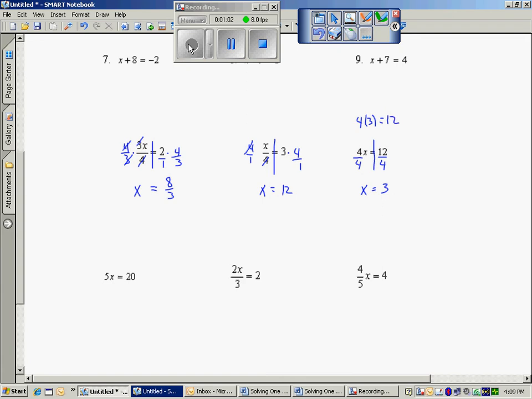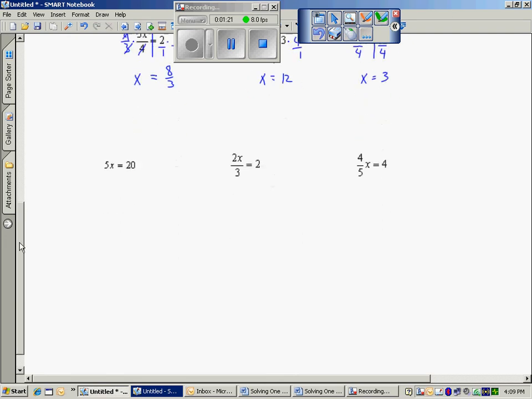Checking my answer to the second problem that we did, 12 divided by 4 is equal to 3. And for the first problem, 3 times 8/3 divided by 4 should be equal to 2. The 3 divided by 3 is a 1. 8 divided by 4 is 2.